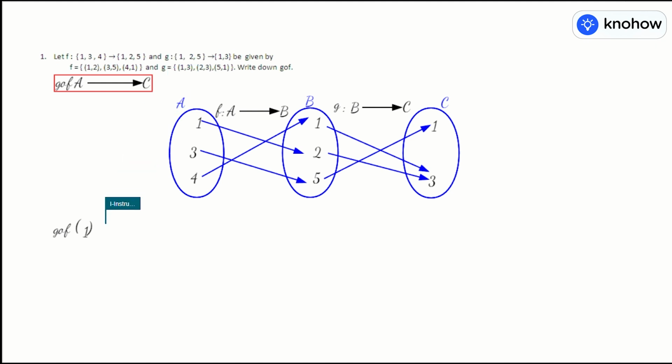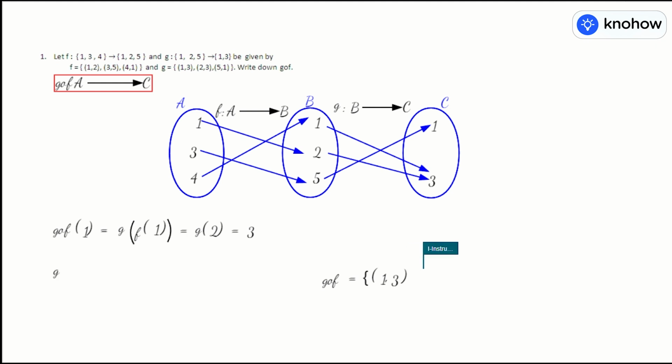What is GOF of 1? It is G of F1. And what is the value of F1? F1 is 2. And what is the value of G2? G2 is 3. So finally you get GOF of 1 equal to 3. So if I keep writing GOF here, one element we have got is 1, 3.